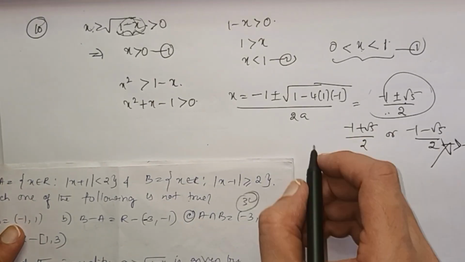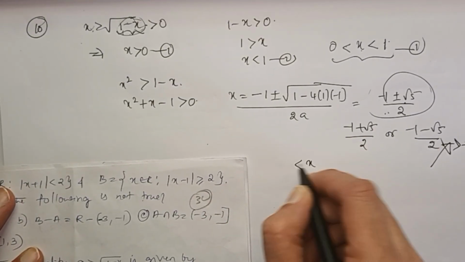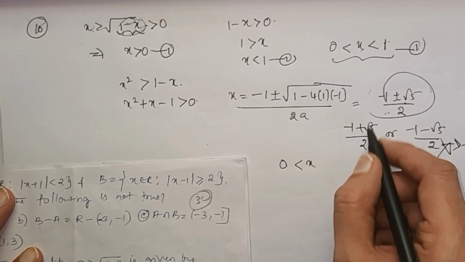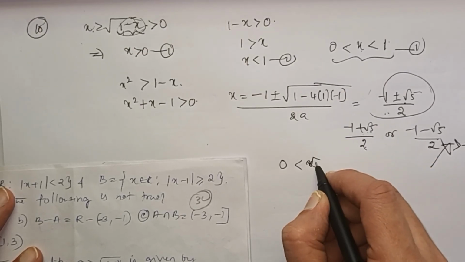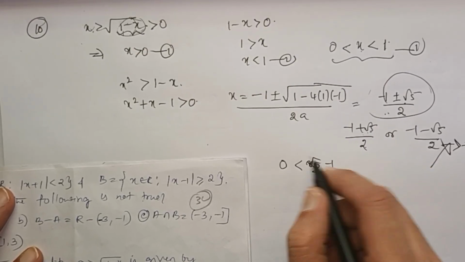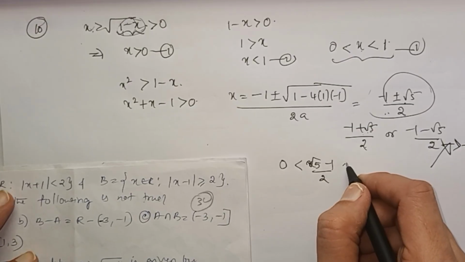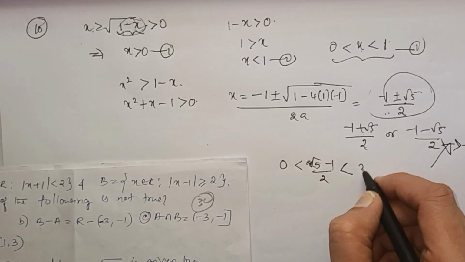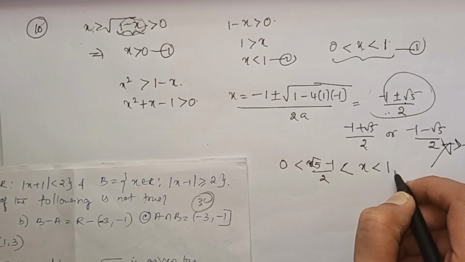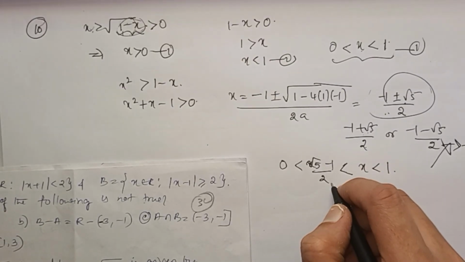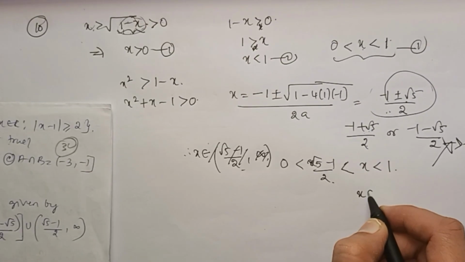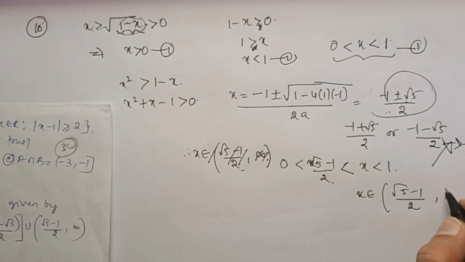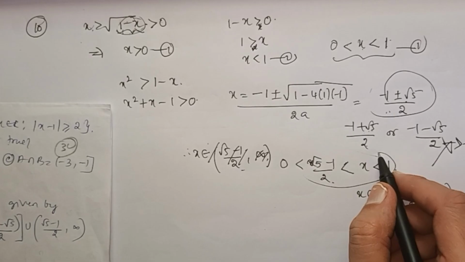So another possibility is x is greater than 0, already we have. But now we got that this value, root 5 minus 1 by 2, is positive. So root 5 minus 1 by 2 is already greater than 0, and this is less than x and less than 1, because this value finally will be less than 1. Hence the solution set is x belongs to root 5 minus 1 by 2 comma 1 as per this inequality.